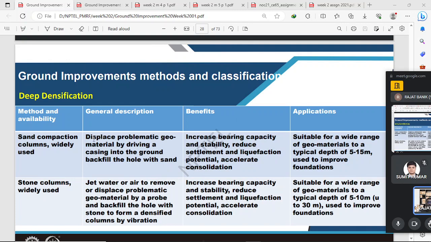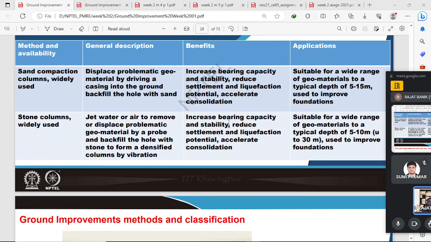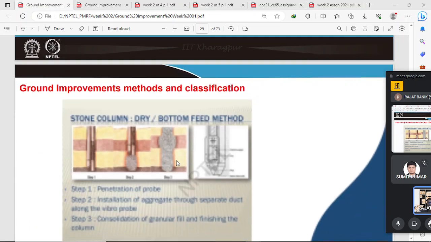And also we learn the different procedures for how it is applied in the ground. Like sand compaction is applied by driving a caisson and filling it with sand. The stone column is the same, but in a stone column you apply jet water or air also to displace the problematic soil and fill it with stone or good geomaterial, which can also accelerate the consolidation process and reduce the water under the ground, and settlement takes place and improves the ground.